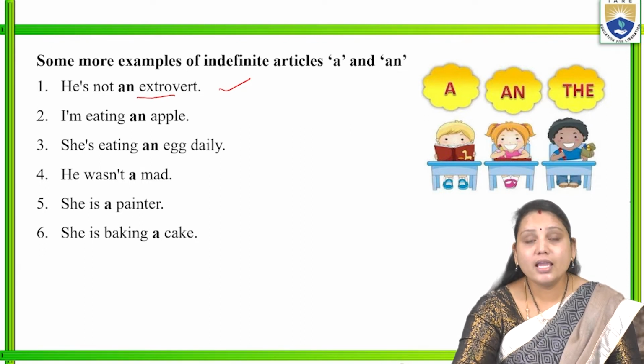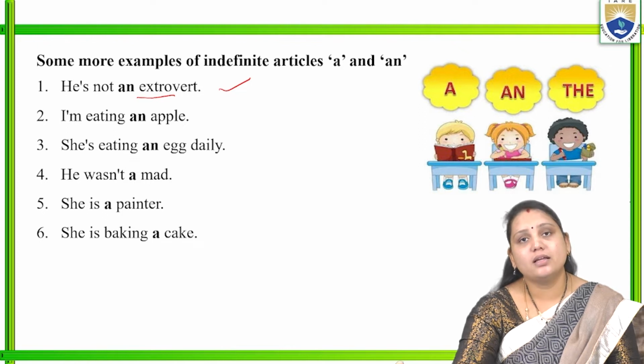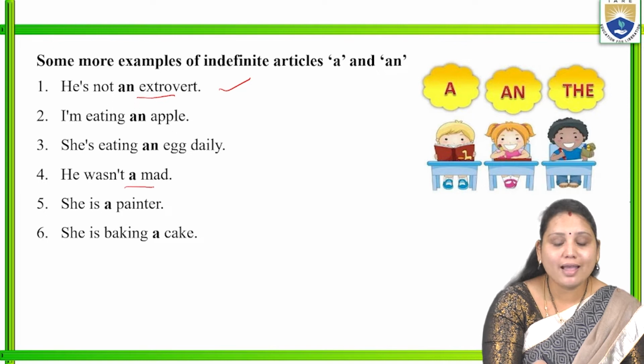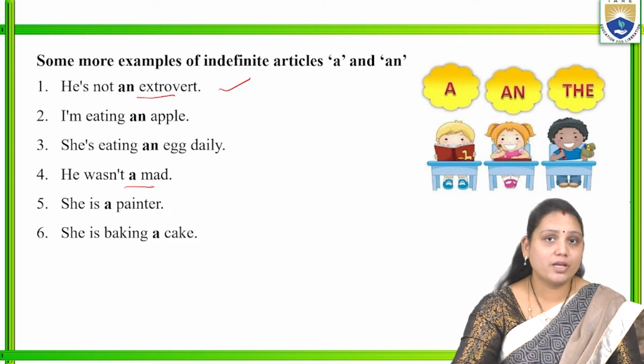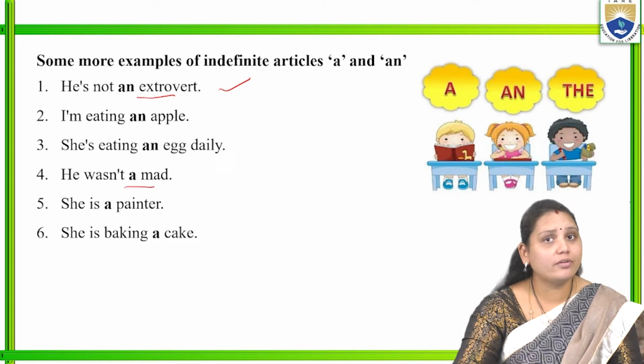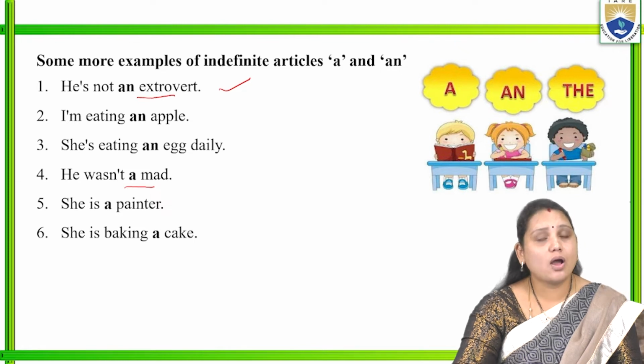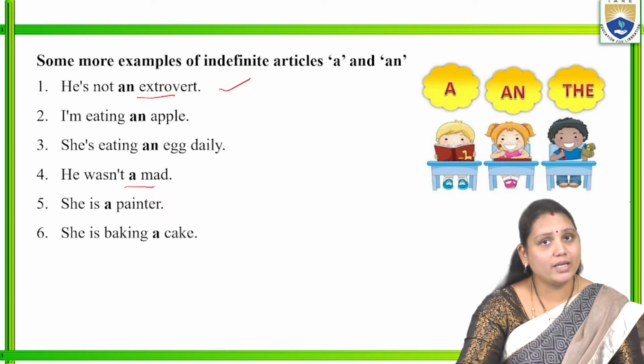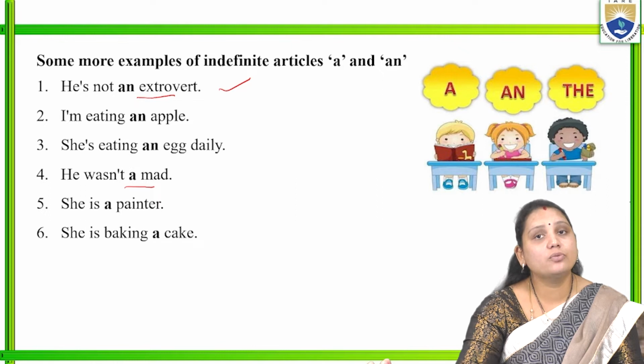Okay. Next. He was not a mad. Why are we not using an? Why is that we are not using an? Because it is not rendering the vowel sound. A-E-I-O-U. It is referring to the consonant sound, M. Mad, mad. So, he was not a mad.